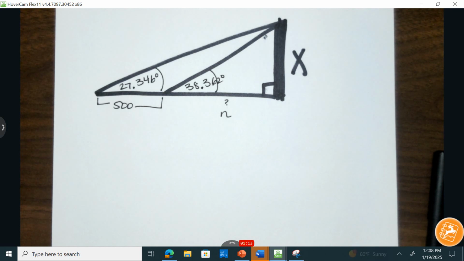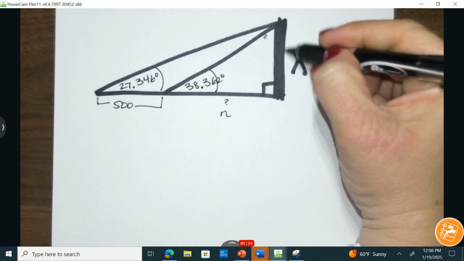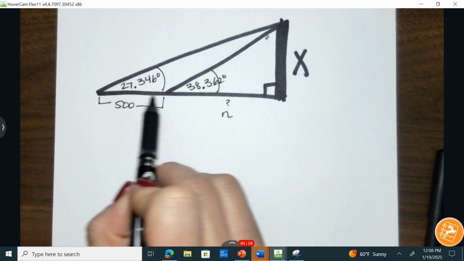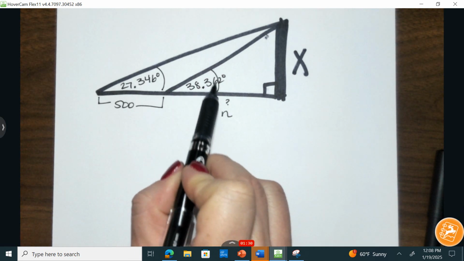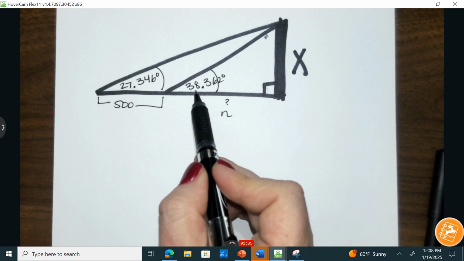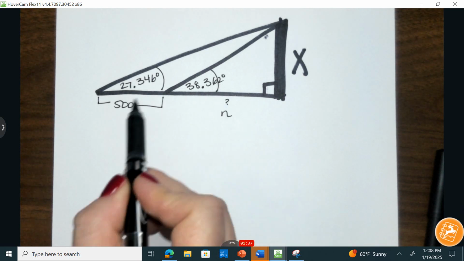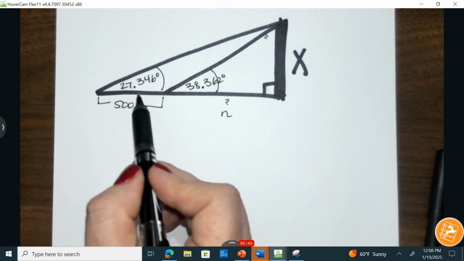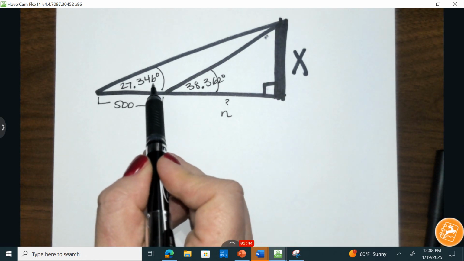I've gone ahead and constructed a rough graph modeling the information that was provided in this word problem. X represents the height of the Golden Gate Bridge. It says the observer, and here's our horizontal line, measures the angle of elevation to the top of the bridge to be precisely 38.362 degrees. The observer then moves back 500 feet and remeasures the angle of elevation to be 27.346 degrees.